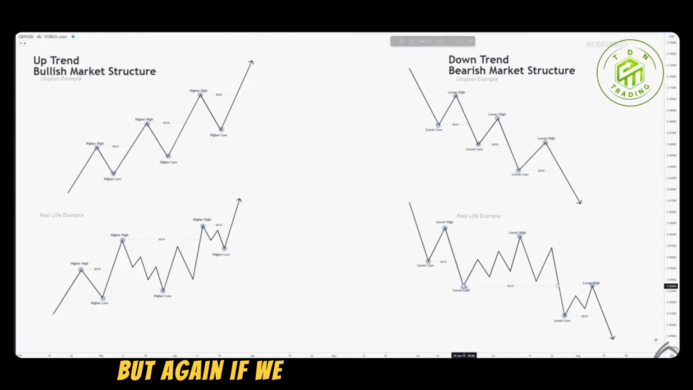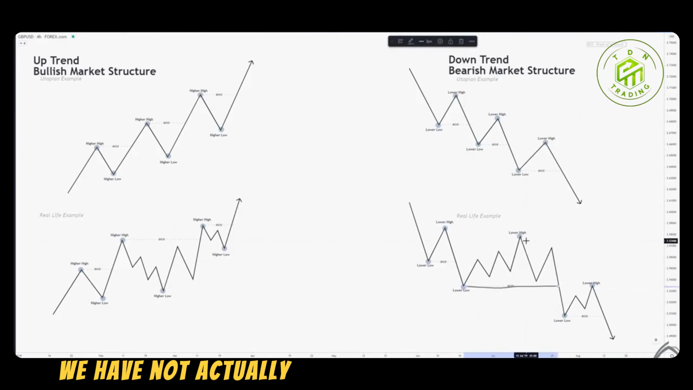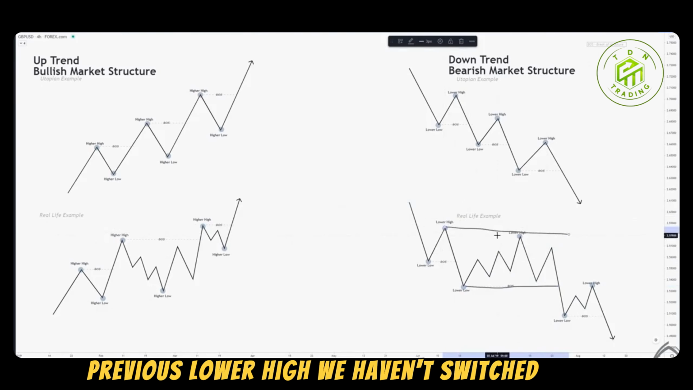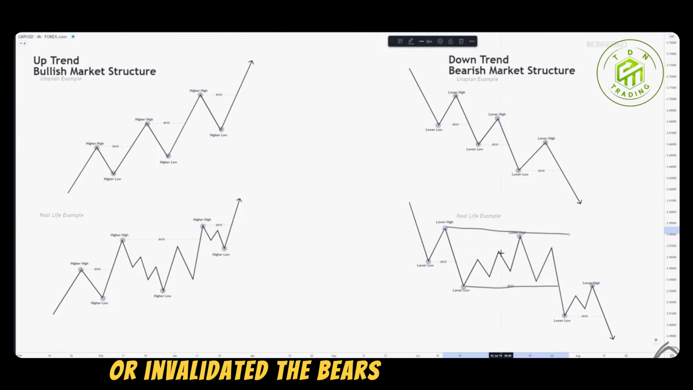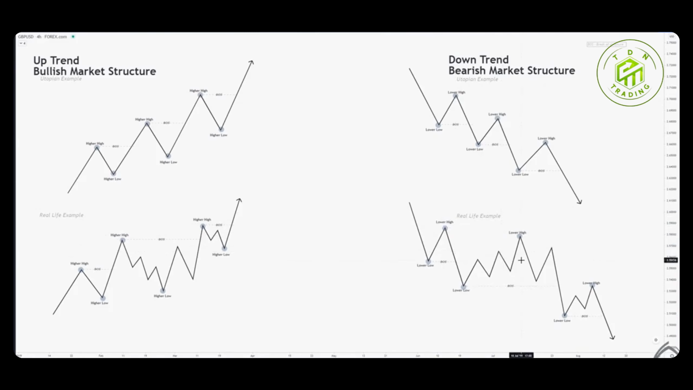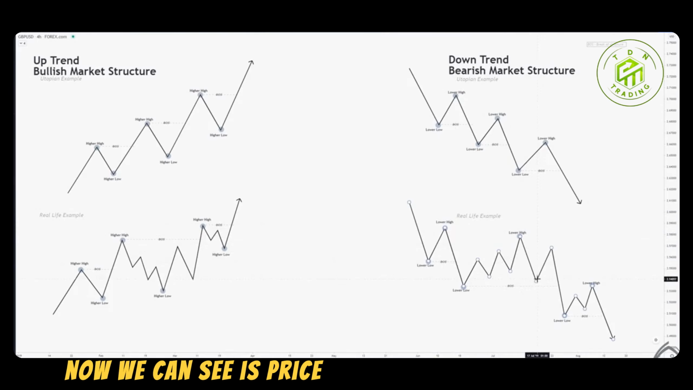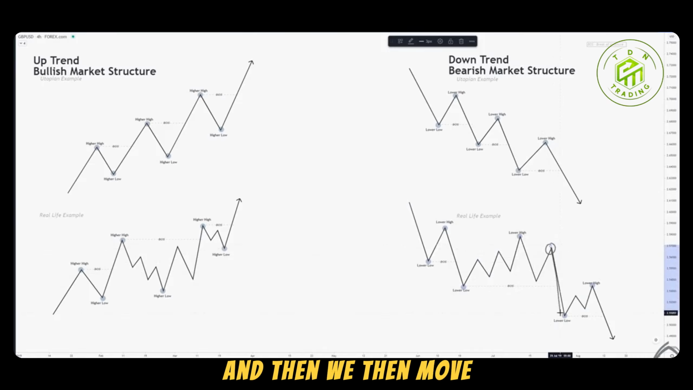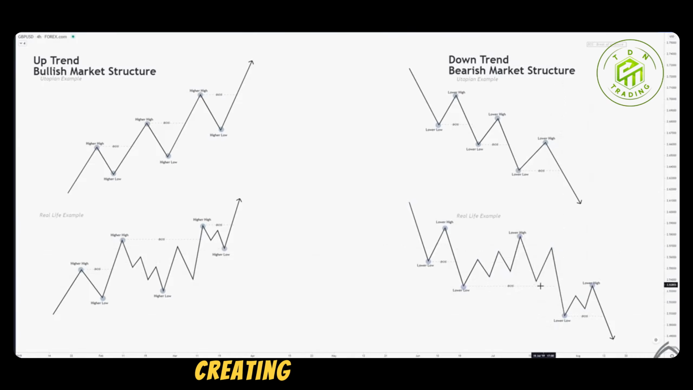But again, if we haven't broken the lower low, we haven't actually broken out of that range, we have not actually created a lower high as of yet, and unless we break the previous lower high, we haven't switched trend or invalidated the bearish market structure. Then what we can see is price again creates a down move. We create another lower high within this, but we haven't actually broken structure, and then we move and break structure to the downside, creating a lower low.